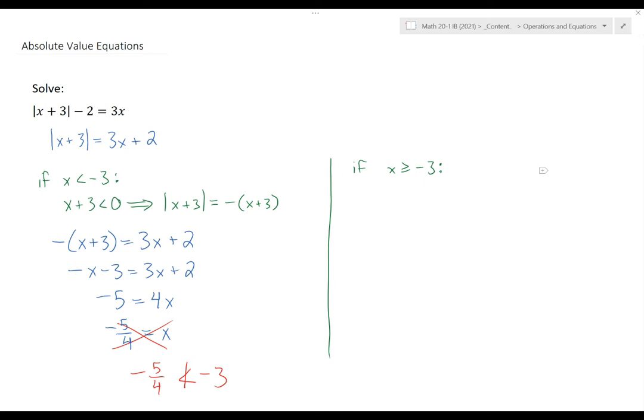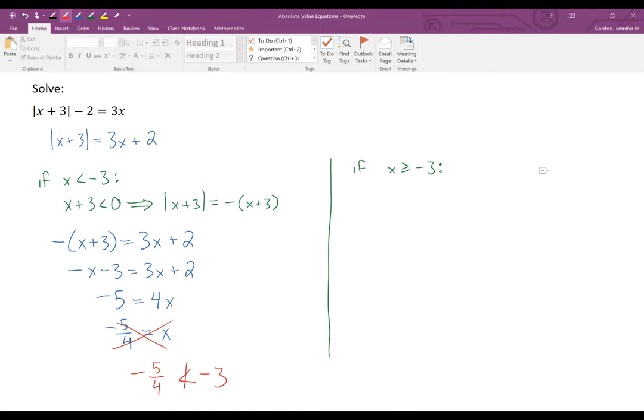Graphically, we can understand what's happening. We'll explore the graphs of these in class. But if you wanted to graph on your graphing calculator the difference between the absolute value of x plus 3 equals 3x plus 2 and find that point of intersection versus negative (x plus 3) and 3x plus 2, I think you'll see what's going on. But we'll look at that in class. For now, just know that if the solution you get is not in the domain, then it doesn't apply. So because our domain here was x is less than negative 3, negative 5/4 must be rejected.